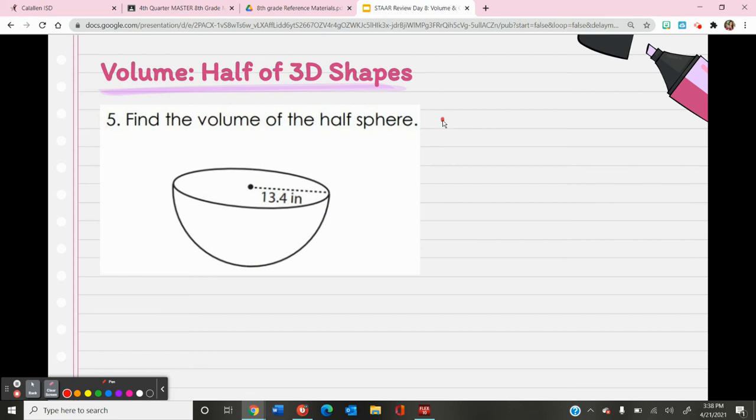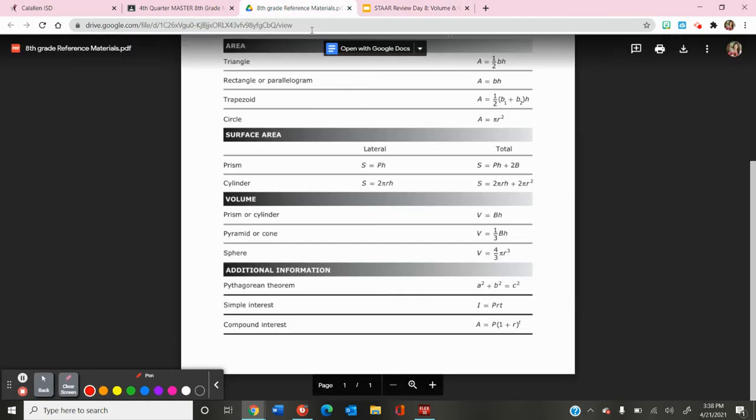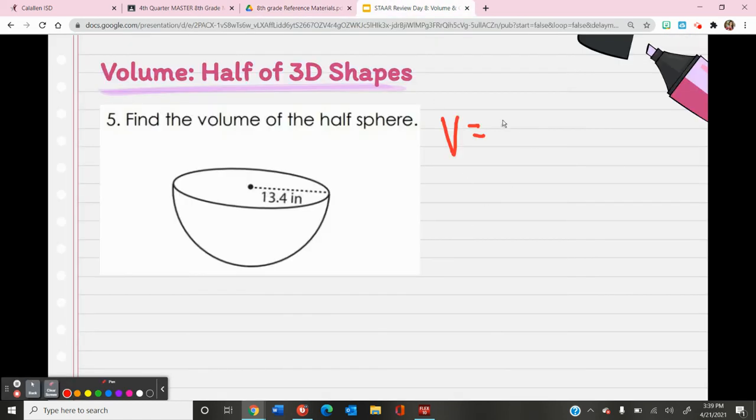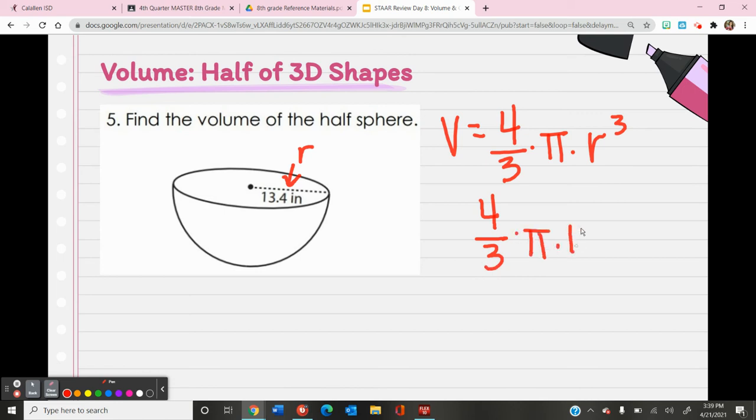So again, I need the formula for volume of a sphere. And the formula for volume of a sphere is 4 over 3 times pi r cubed. So I'm going to go ahead and write that down. 4 over 3 times pi times r cubed. So I just need my radius for this. Luckily for us, they give me my radius. My radius is going to be 13.4. So this is 4 over 3 times pi times 13.4 to the power of 3.